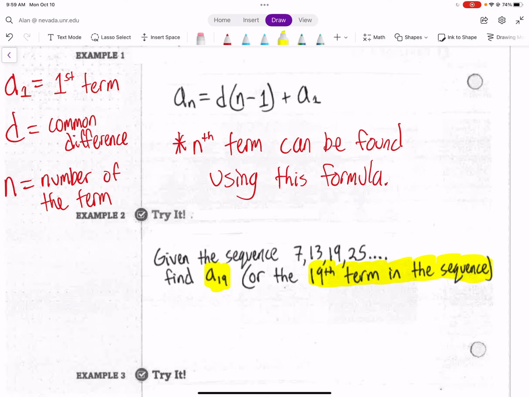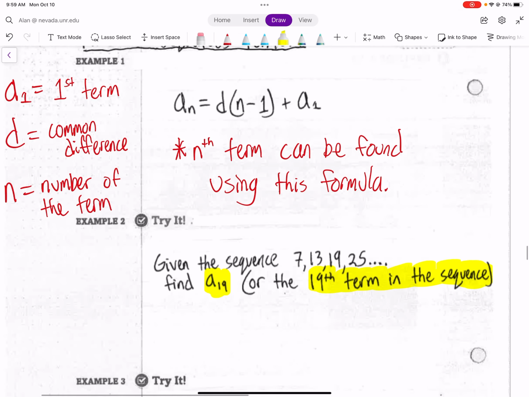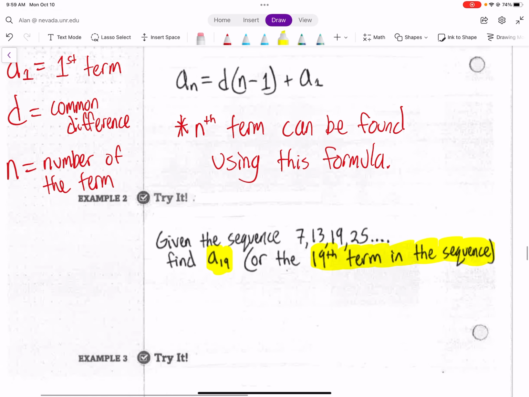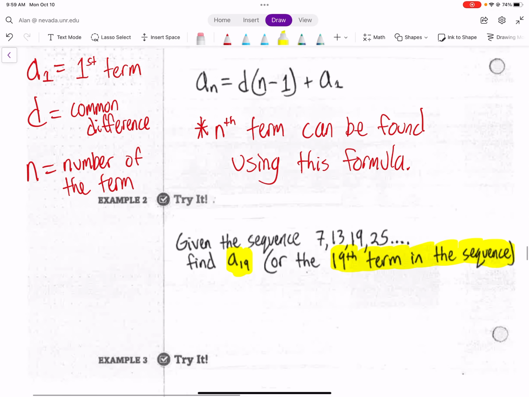And yes, we can continue this sequence and write out 19 of them to get to that 19th term. But let's do it a faster way and use this formula to find the 19th term. So in using this formula, we need to identify 2 things to start. We need to identify a sub 1. What is the first term in this formula? Well, the first number in this sequence is 7. So we know that a sub 1 is 7.